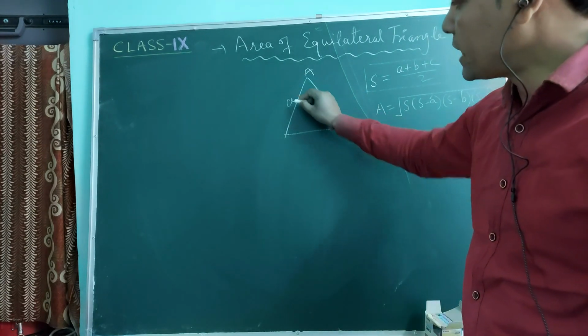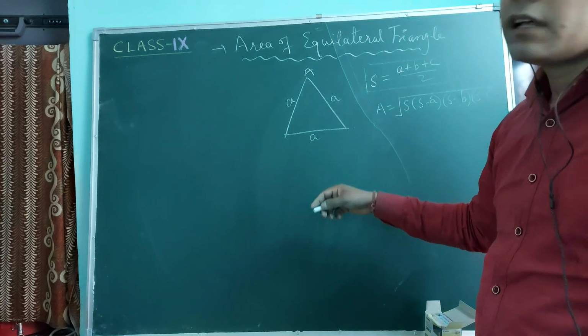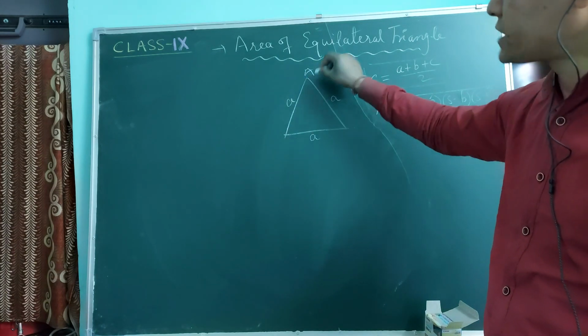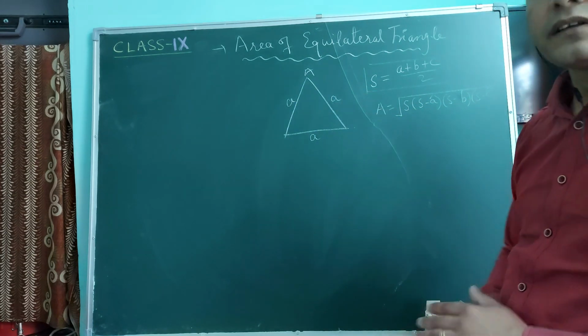Now let it be A and A, because all sides are equal. That's why we can choose A for all sides, that is, all sides are equal, so it is A and A we can take.